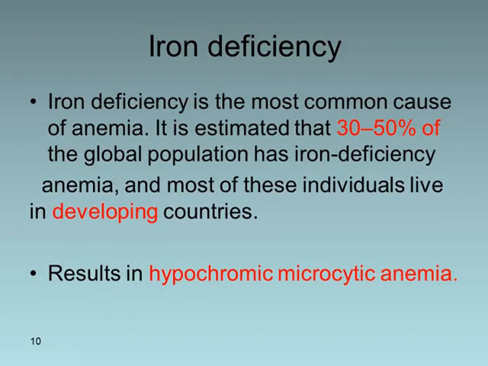Iron deficiency is the most common cause of anemia worldwide. Globally, it is estimated to be 30 to 50% of the global population. And most of these individuals live in developing countries. It is the commonest type of hypochromic microcytic anemia.